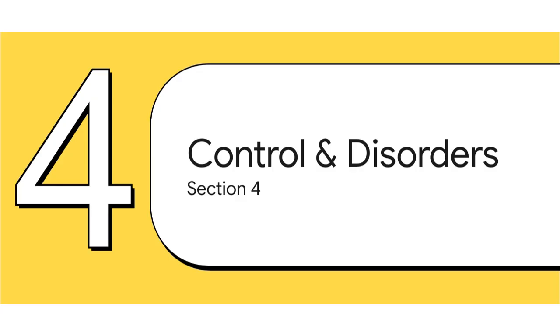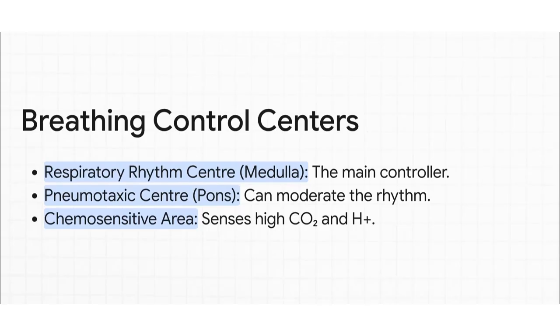And now we've reached our final section. We've understood the how of breathing, but now we need to know the who, as in who controls this entire process. Let's quickly look at the control centers and a few common disorders. Okay, so our breathing rate is primarily controlled by the respiratory rhythm center, which is located in the medulla. Think of it as the main boss.